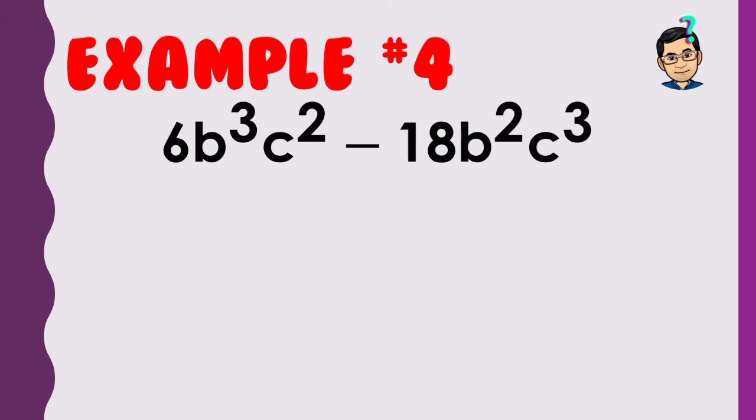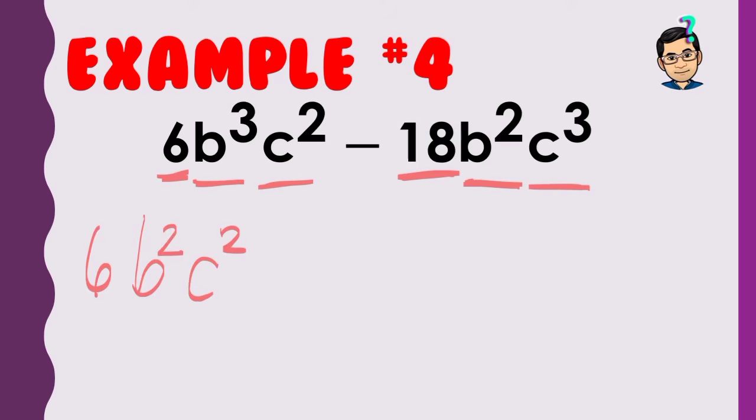So, let's have example number 4. 6b cubed c squared minus 18b squared c cubed. So, the greatest common factor ng 6 and 18 is what? 6. What about b cubed and b squared? So, yung pinakamataas nila is b squared. Now, what about c? C squared and c cubed. C squared.